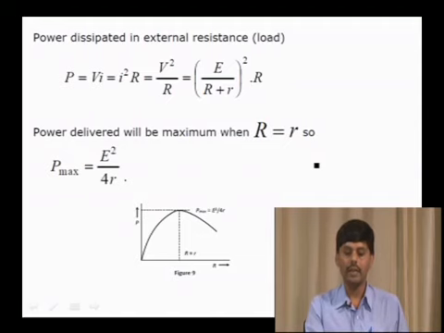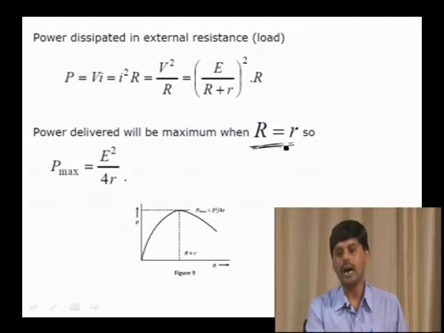Now, power dissipated in the external resistance is P = VI, in terms of current I squared R, in terms of voltage V squared by R. We know the expression for I, that is E divided by (R + r), so power is I squared R. The power delivered will be maximum when capital R is equal to small r. It means that the external resistance is equal to the internal resistance of the cell. Then the power dissipated is maximum. P maximum is equal to E squared divided by 4r. If you plot a power versus resistance curve, we get a curve like this.